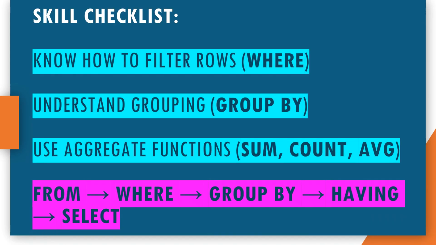Skill checklist. Know how to filter rows with where. Understand grouping with group by. Use aggregate functions: sum, count, average, and so on. Apply the correct execution order: from, where, group by, having, select. If you can confidently distinguish row level and group level conditions, you have mastered this concept. This clarity helps with building dashboards, summary reports, and analytics queries without confusion.